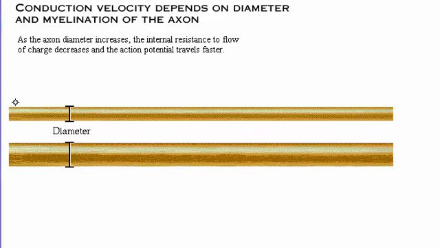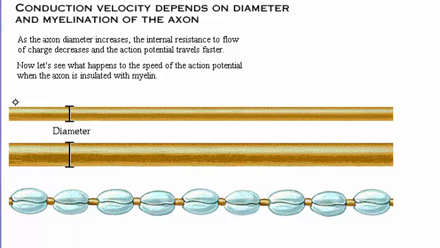As the axon diameter increases, the internal resistance to the flow of charge decreases and the action potential travels faster. Now let's see what happens to the speed of the action potential when the axon is insulated with myelin. The diameter of the axon now includes the myelin sheath.